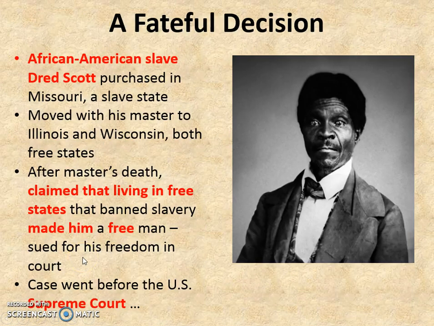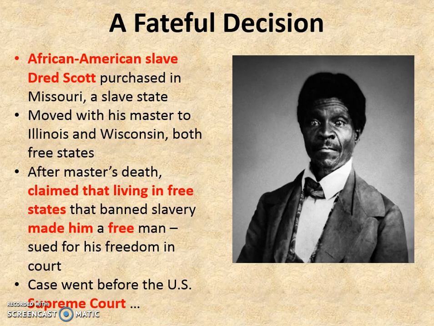Next, we have the story of Dred Scott. Dred Scott was an African-American slave who was purchased by a doctor in Missouri, which was at the time a slave state. With his master, Dred Scott moved and lived in Illinois and Wisconsin, which were both free states. After his master died, Scott claimed that by living in free states that had banned slavery, this in fact made him a free man and ended his slavery. So he sued for his freedom in court.